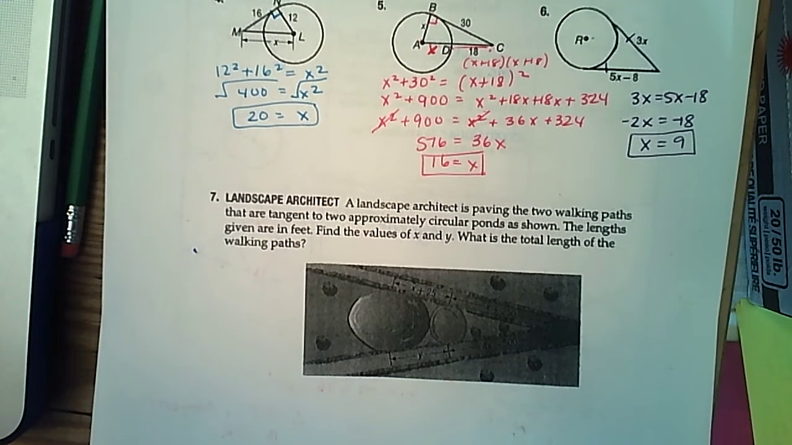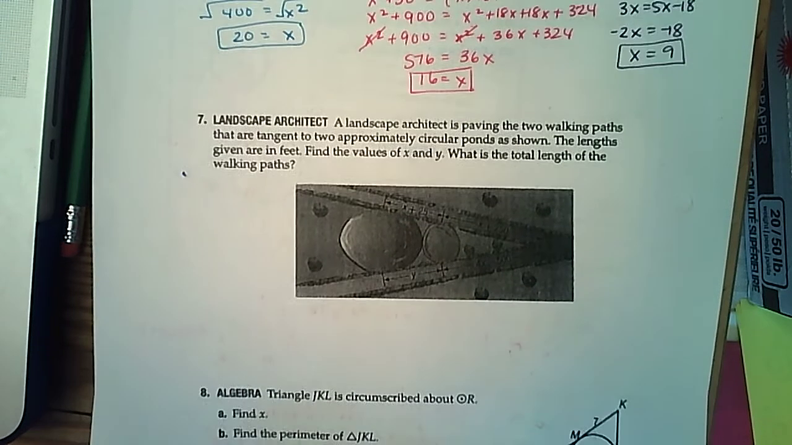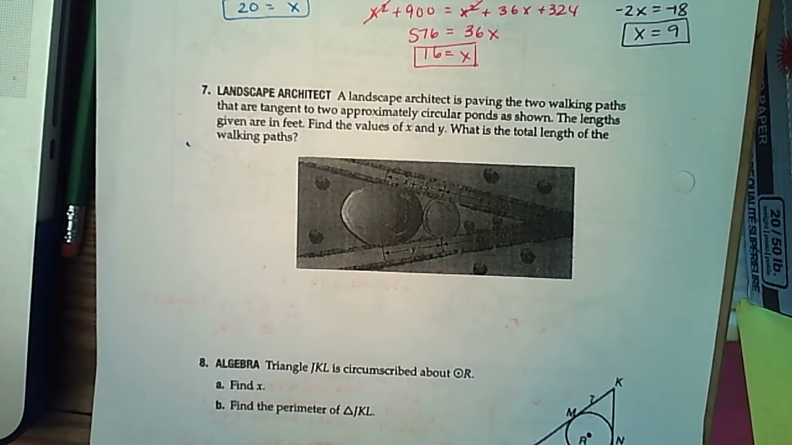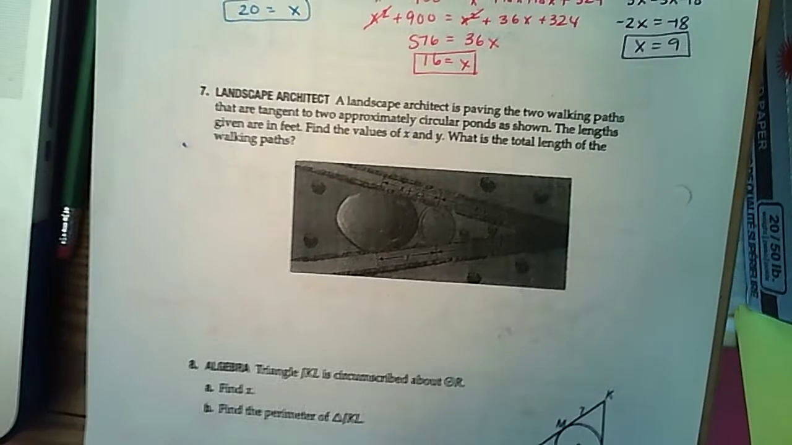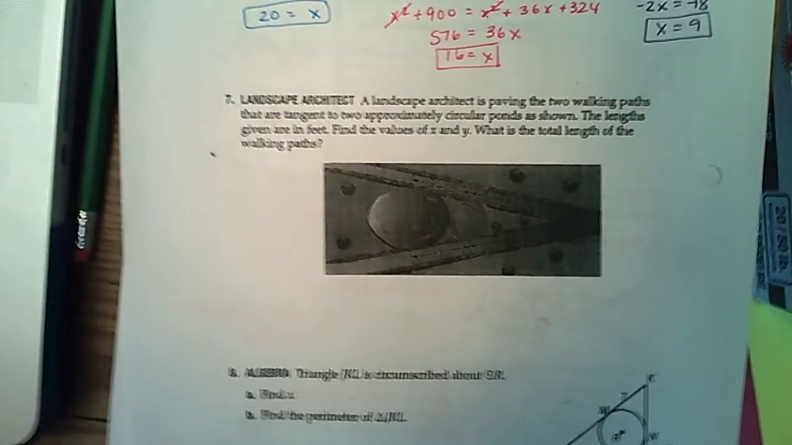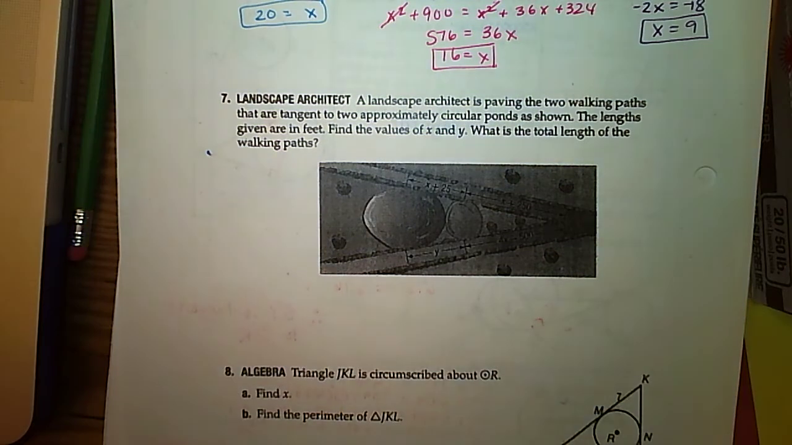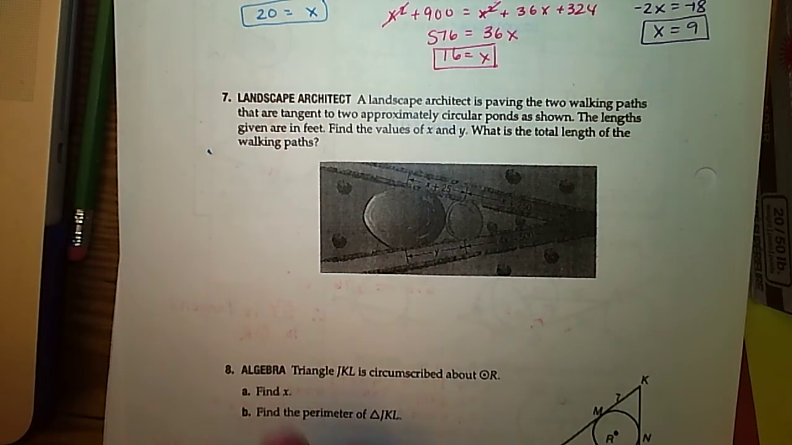All right, now we're going to get into ones that are a little more complex, but not really. On this one, I'm going to turn the light on because I have a hard time seeing the picture. It's just a dark print, so no big deal. It says a landscape architect is paving the two walking pathways that are tangent to approximately circular ponds that are shown. The lengths are given in feet. Find the value of x and y. What is the total length of the walking path?